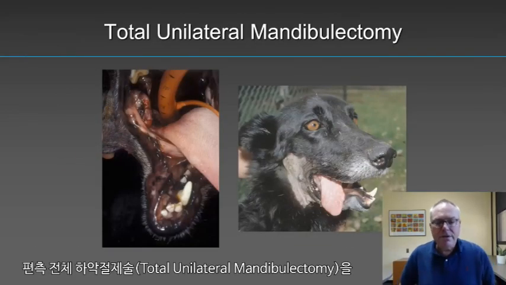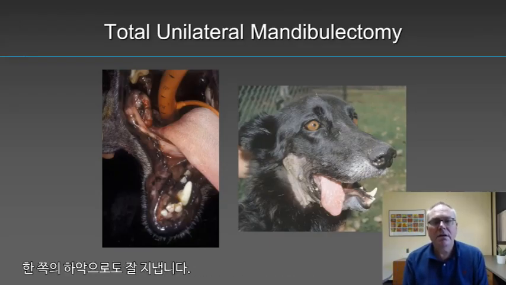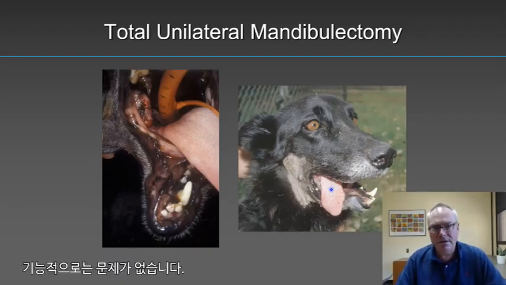Again, the functional result of a total unilateral mandibulectomy is surprisingly good. Dogs can cope just fine with a single mandible. What you will see is that the tongue will hang out to the affected side, which typically does not cause any problem.